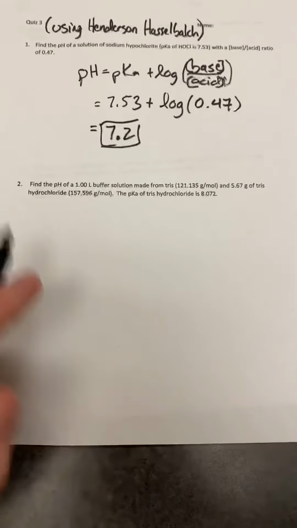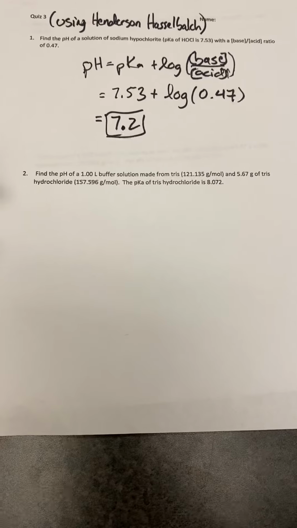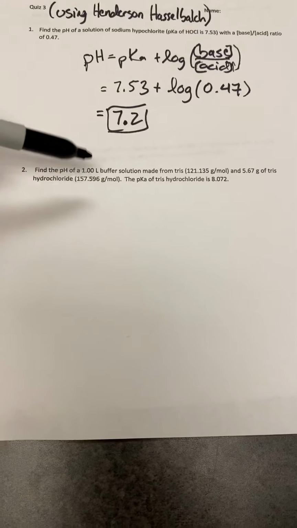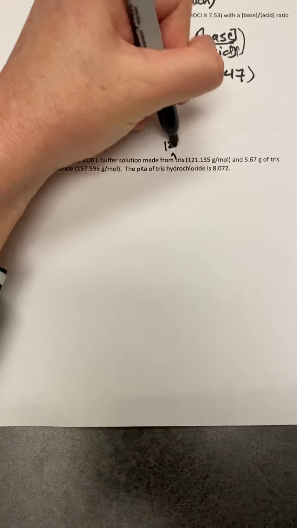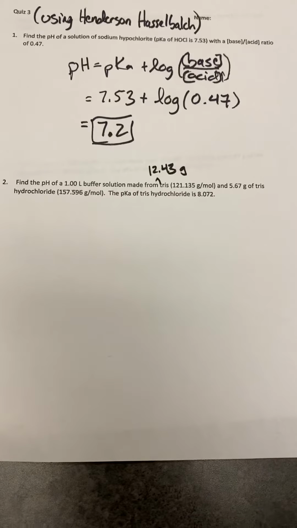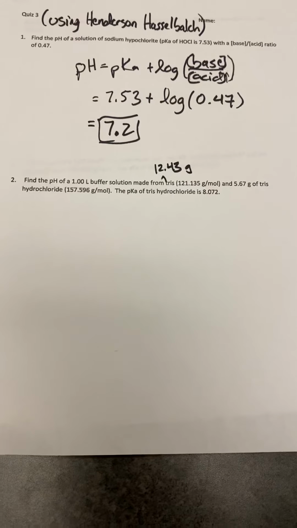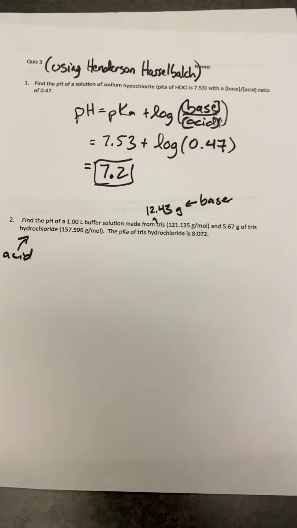You do the same thing with the next problem. It's a similar acid-base question. The only difference is it gives you things in grams. So this is find the pH of 1 liter of buffer solution made from, oh, I forgot, we added an additional 12.43 grams of Tris, which is a really common base, especially in biology, and 5.67 grams of Tris hydrochloride, which would be the acid. So this one's the acid, this one's the base. And we're looking for the pH.